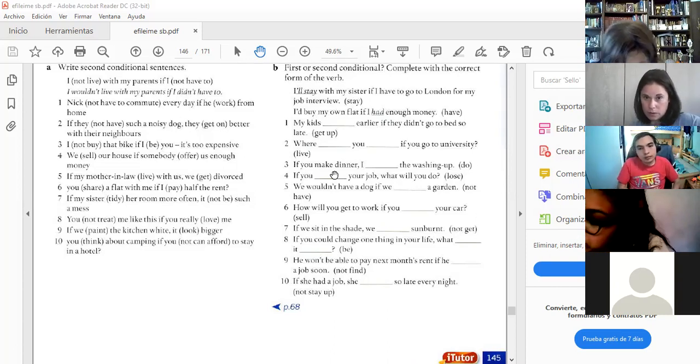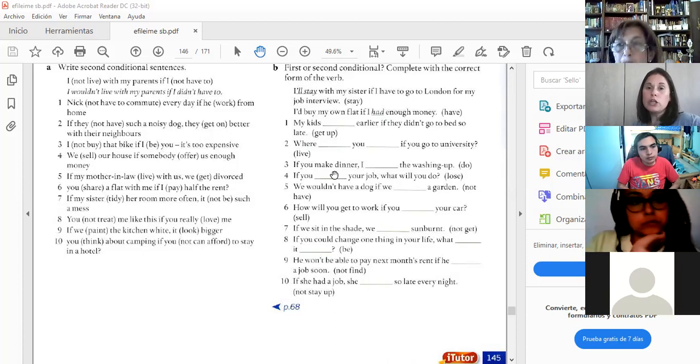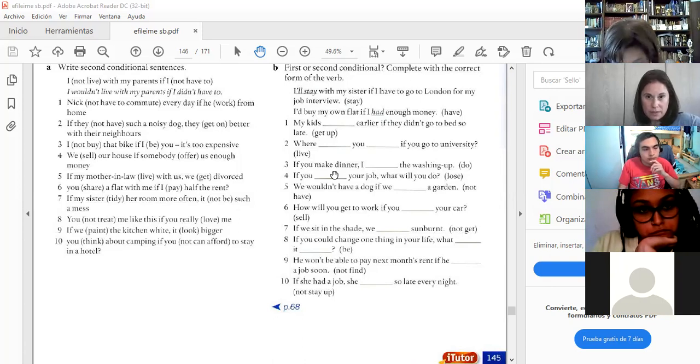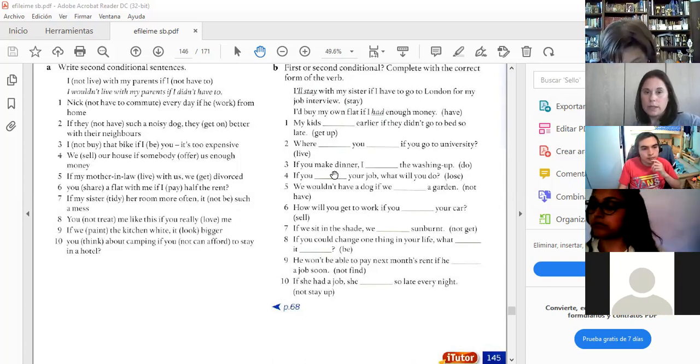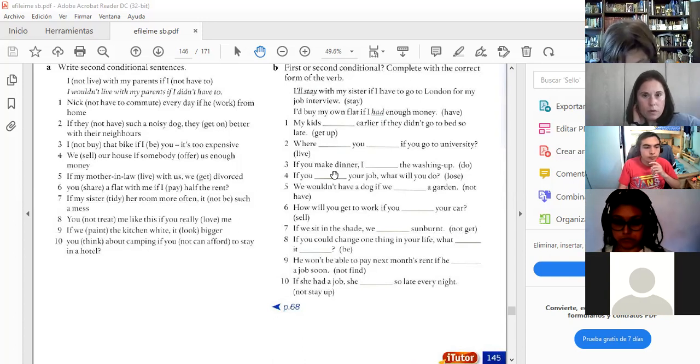Lucas, number 2. Where will you live if you go to the university? Okay, where will you live if you go to university? Very good. Nico, 3. If you make dinner, I'll do the washing up. Okay, very good. Excellent. Wally? 4. If you lose your job, what will you do?